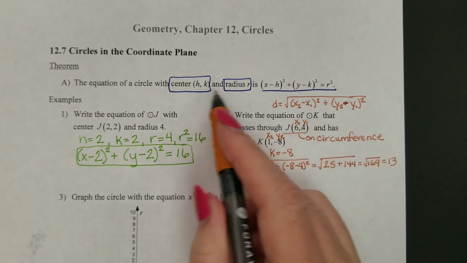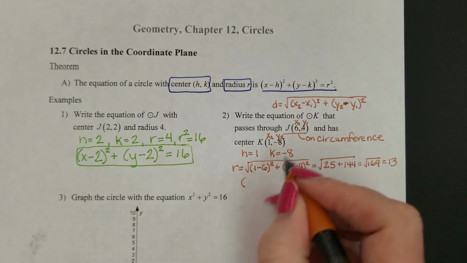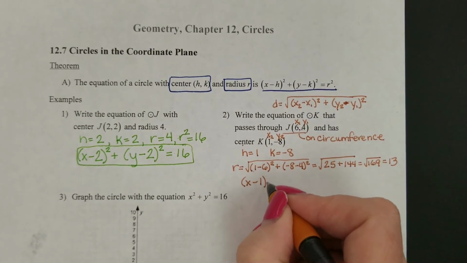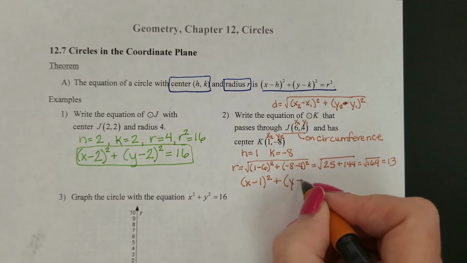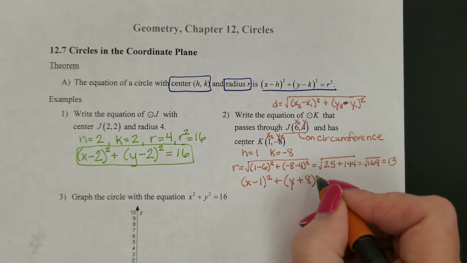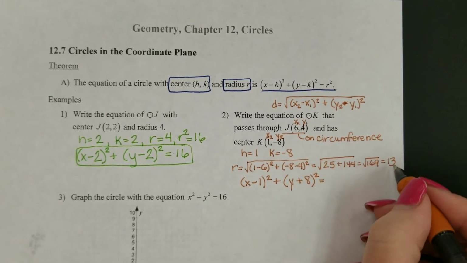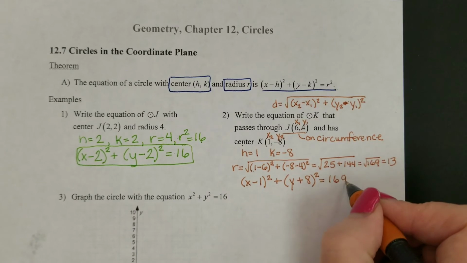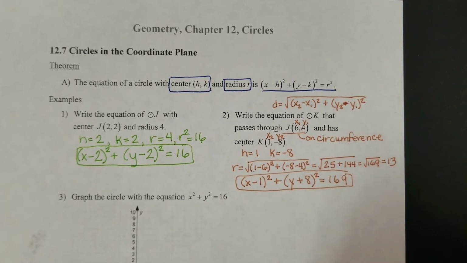So now I'm going to use that equation for the circle to write the equation for circle K. (x minus h), and h was 1, squared plus (y minus k), and k is negative 8, so I'm going to make negative 8, making that a positive, right? And then r squared, which is what it equals, is going to be 13 is r, and you square that and you get 169. And that's my equation for circle K.